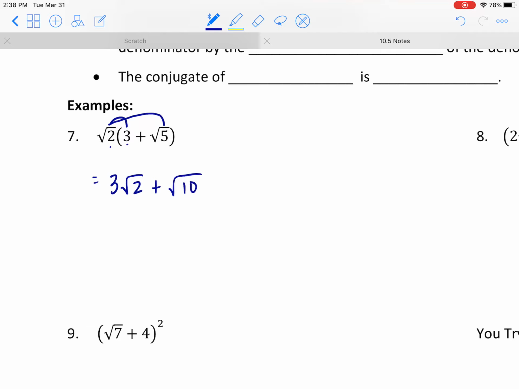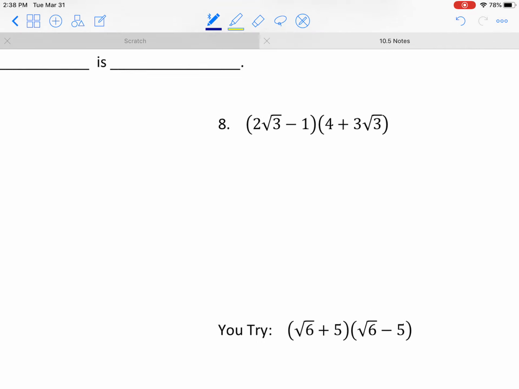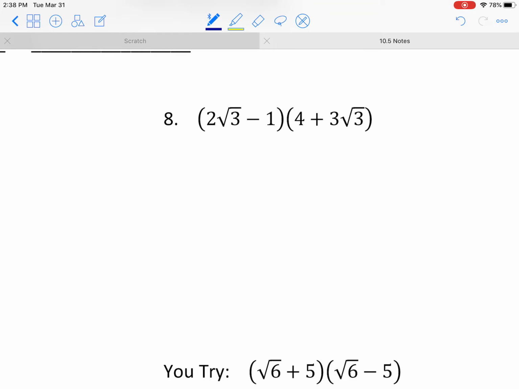And then we distribute here. A radical 2 times a radical 5 is going to be a positive radical 10. And then we try to simplify if we can, but I can't break down a 10, and those aren't like radicals, so I can't add, which means that's it. So sometimes it's that simple, okay?